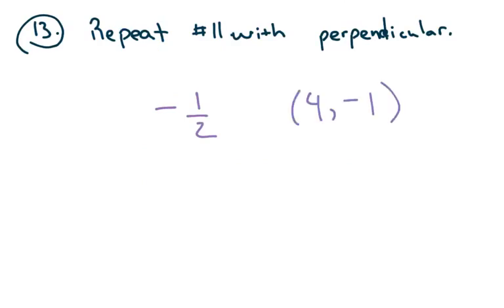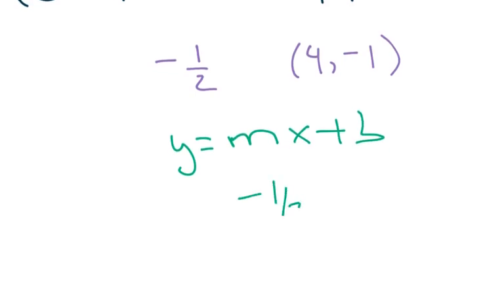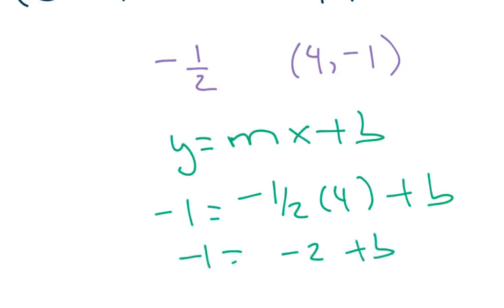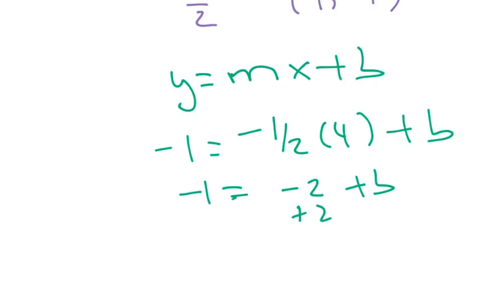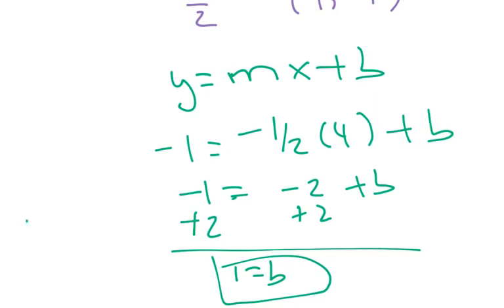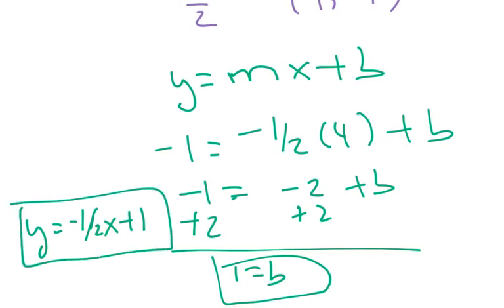So go ahead, pause the video, try this on your own. I'm going to assume you've done so. The equation is y equals mx plus b. We're going to substitute in the values, negative 1/2, x is 4, y is negative 1. Sorry if I'm rushing, I've got about a minute to finish this. Multiply this out, I get negative 2 equals negative 1 plus b, and add 1 to the other side. So 1 is b. So my equation is y equals negative 1/2 x plus 1. If that's too fast, let me know and I'll make another video.